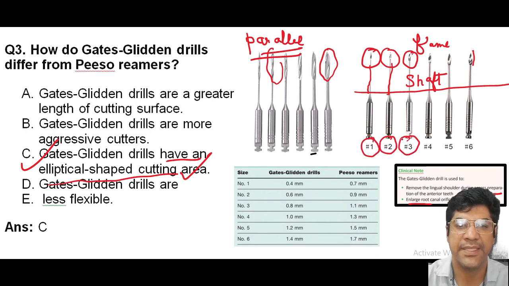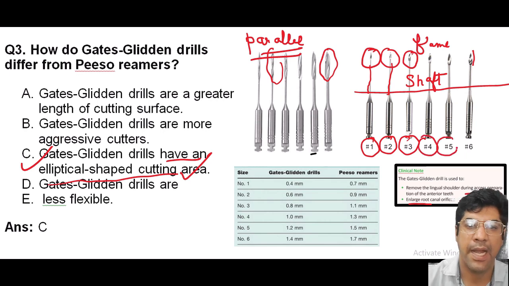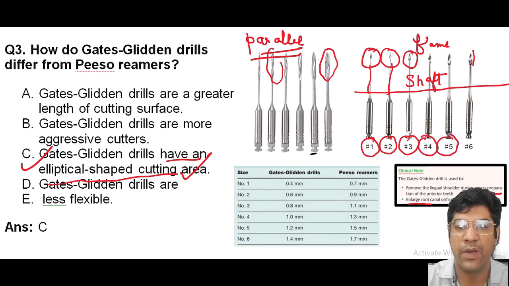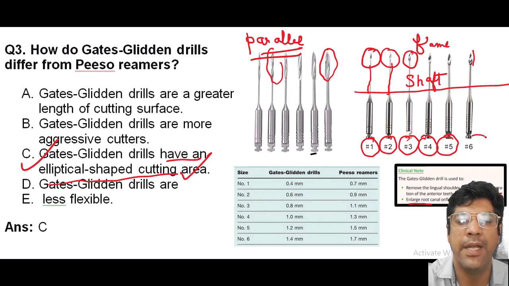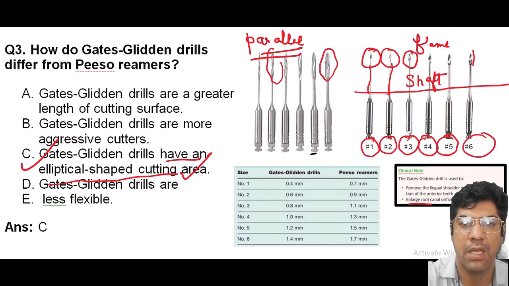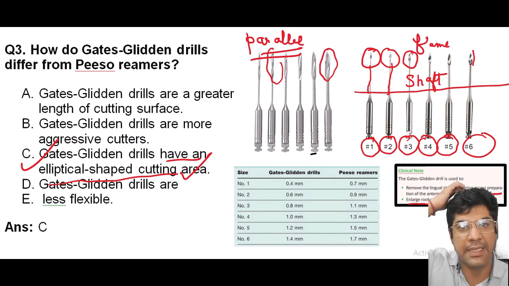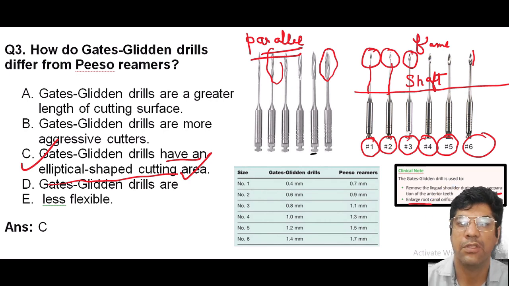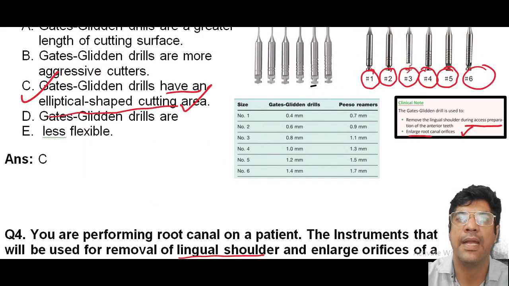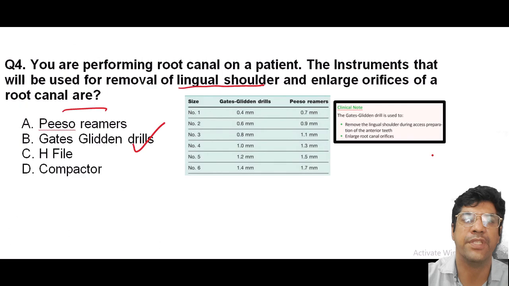So let's say a patient has a curved canal and I need to gain access to the canal for cleaning and shaping. I might use a GG drill for efficient removal of the dentine that is obstructing the canal entrance. So remember, GG drills remove the lingual shoulder during access preparation. So for removal of the lingual shoulder and enlarging the orifice of the root canal, we use the GG drill.